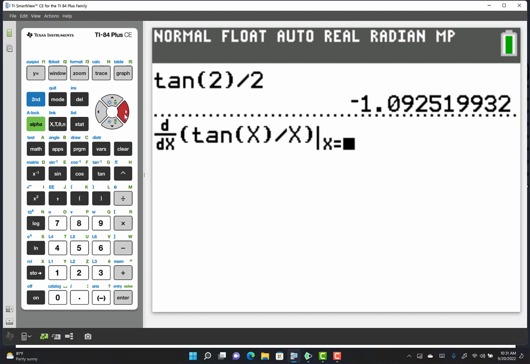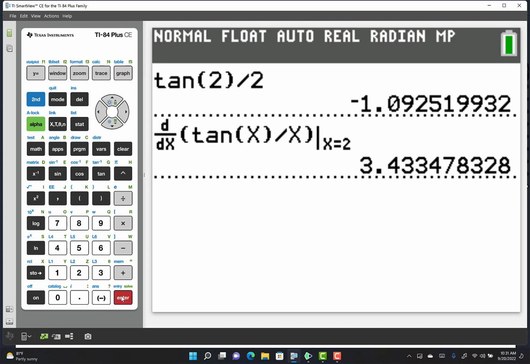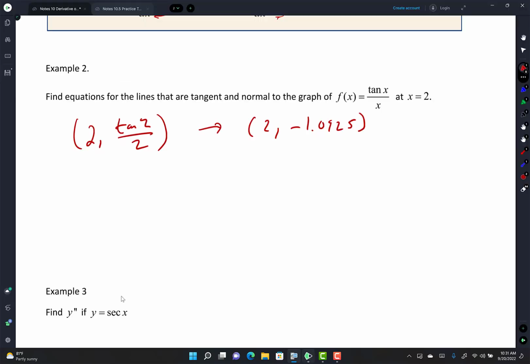Then you scroll out. I want that slope at what X value? So put a 2 in there. Enter. There is my slope. 3.4334 if you're truncating. If you're rounding, that last 4 is a 5. I like truncated, so I'm going to do that. So I'm going to write f prime of 2 equals 3.4334 truncated.